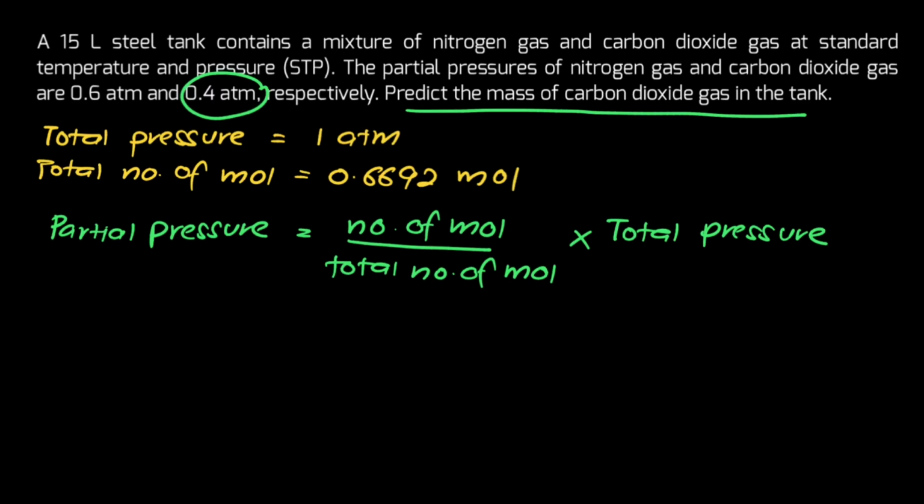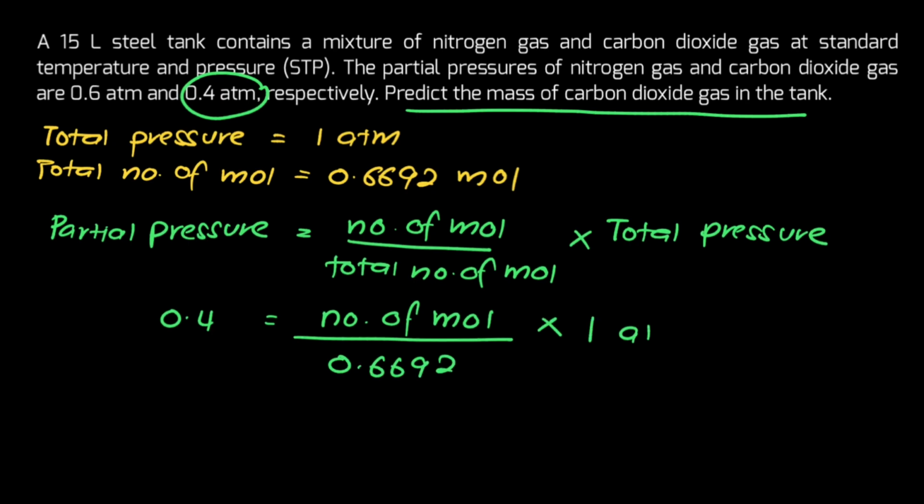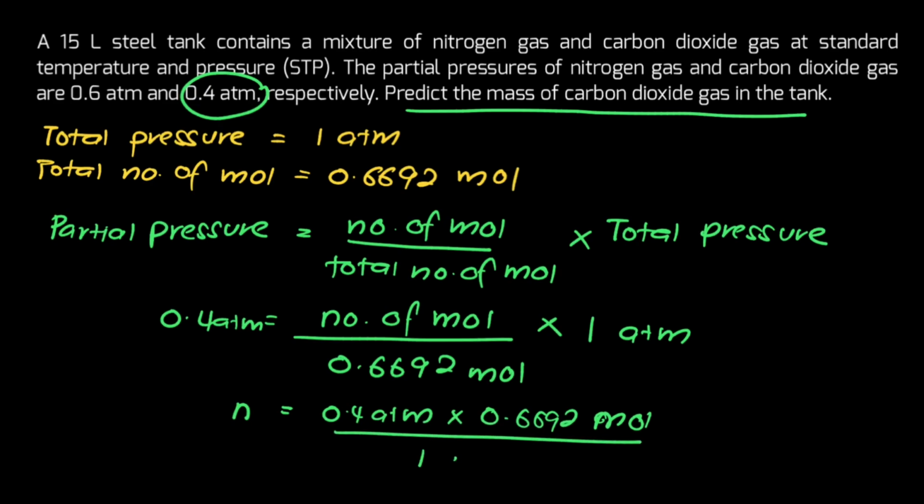So now the partial pressure is 0.4. The number of moles is the one that we want to calculate, and the total number of moles is 0.6692, times 1 atm. Now you have to rearrange this. So you're going to find n, the number of moles, which is going to be 0.4 atm times 0.6692 mole divided by 1 atm.